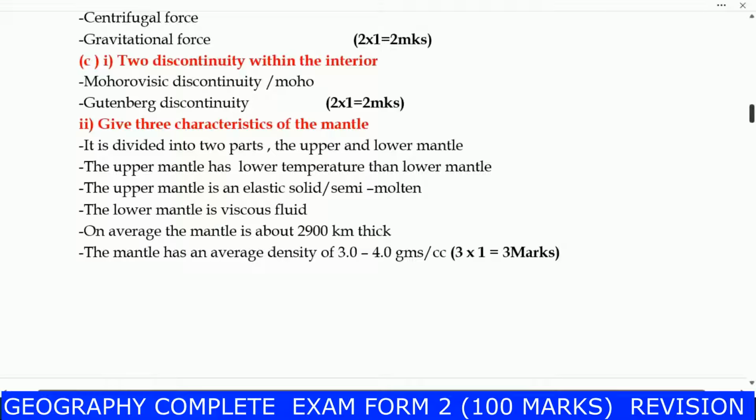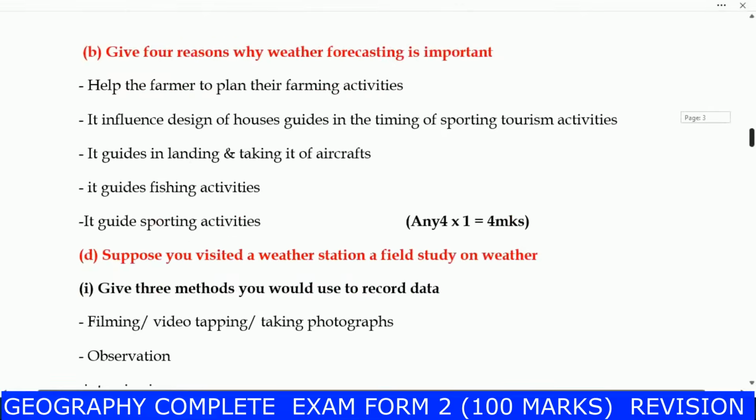Next, on average, the mantle is about 2,900 kilometers thick. Next, the mantle has an average density of 3.0 to 4.0 grams. Next, we go to the B. Give 4 reasons why weather forecasting is important.